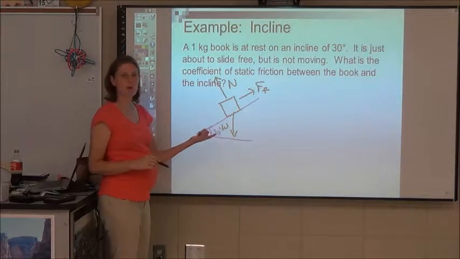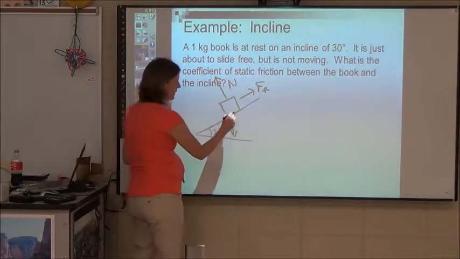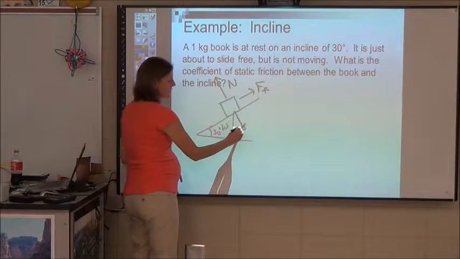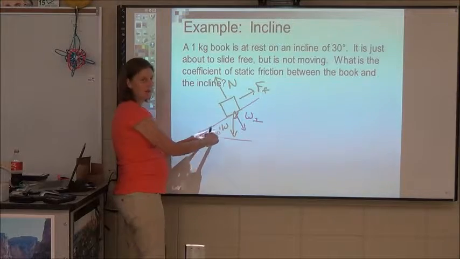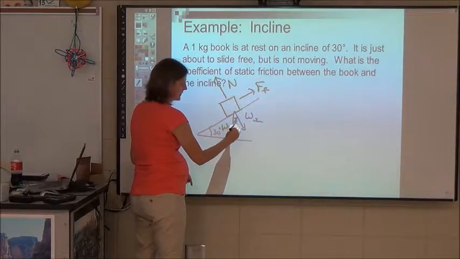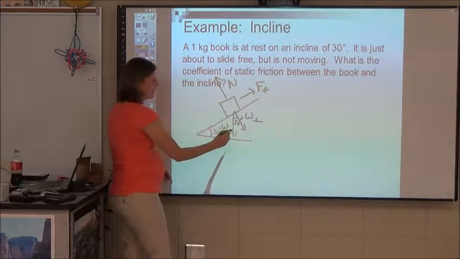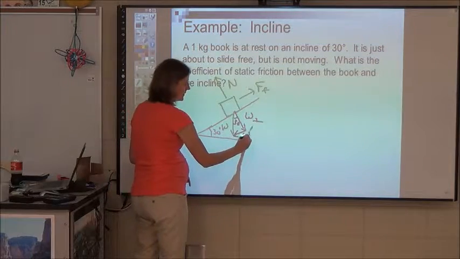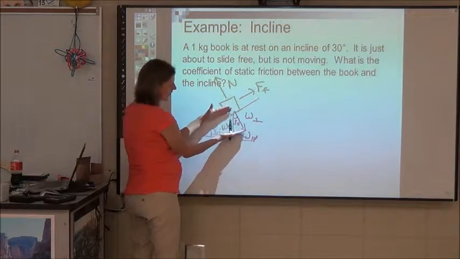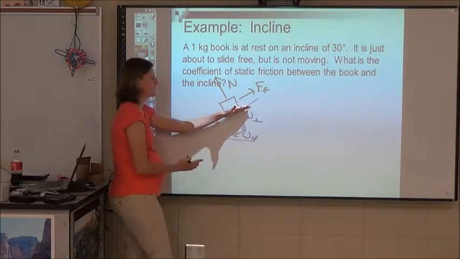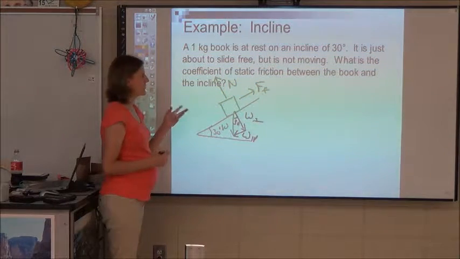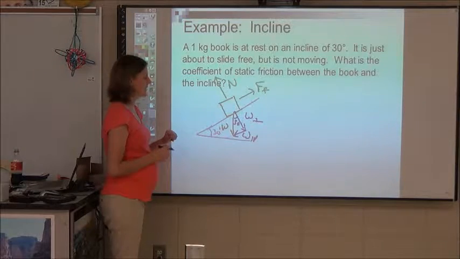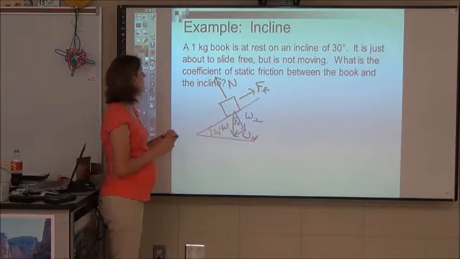Go ahead and draw your components of weight. Remember, if you draw weight perpendicular first, that same angle of the incline can go up top here, 30 degrees. And then weight parallel. Try to draw it again so the parallel component is parallel to the incline. And that's about it. There's no tension, there's no rope, nothing else is acting on this box.